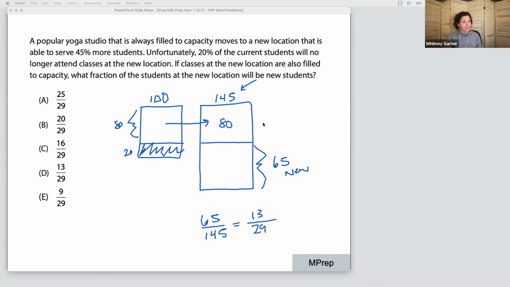I can also look at my picture and say a little less than half. A little less than half. Because 80 from my original studio, I just didn't draw very nicely to scale, but 80 from my original studio, and it's only 65 new ones, I need fewer than half of my students to be new students. So any answers that are more than half, it's too much. And it's not even really close to half. This is still more than half. This is the first one that's just a bit under half.